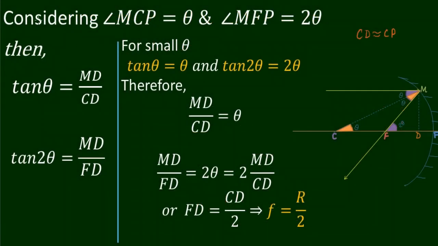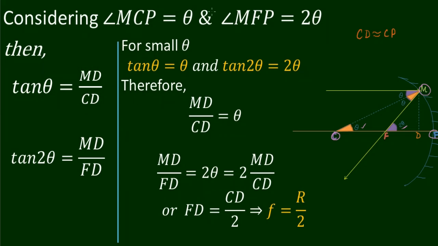So here you can see that we have considered the angle MCP. You can see here what is M, what is C, and what is P. So this is angle M, C, P, and we have to consider this angle. This angle is nothing but theta. And angle MFP: here M is this, F is this, P is this. So this angle is nothing but twice theta.